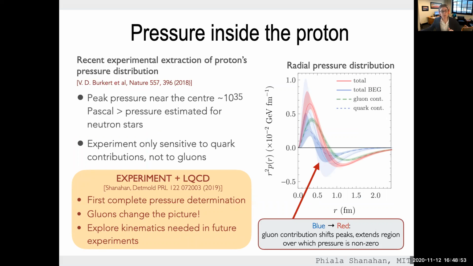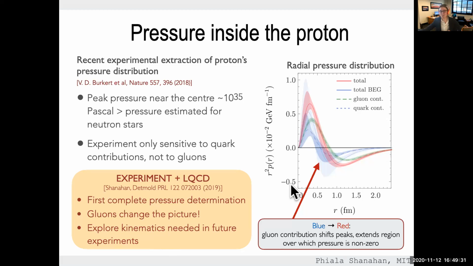But the experiment, through deeply virtual Compton scattering, was only sensitive to the quark contributions to the pressure and not to the gluons. So to make these conclusions about the proton's pressure distribution, one had to assume that quarks and gluons contribute to the pressure in the same way. So what we were able to do was compute the gluon generalized form factors and hence the gluon contribution to the pressure distribution, and see that gluons change this picture, and also to really explore what will be needed in future experiments like an electron ion collider to measure the gluon contribution to the pressure from experiment.